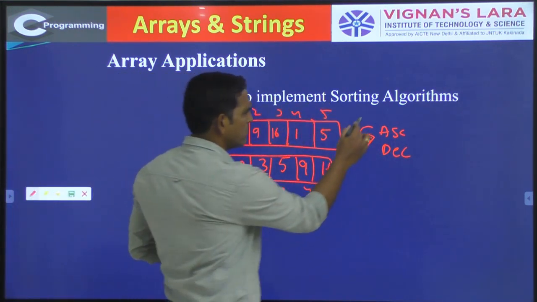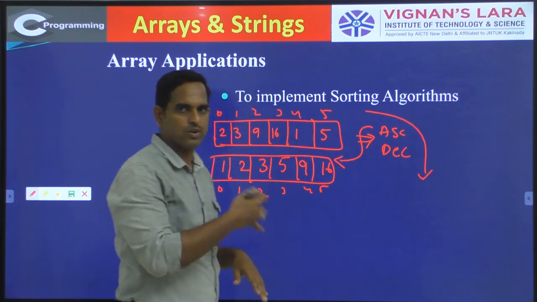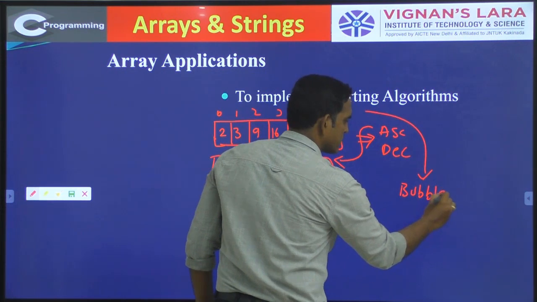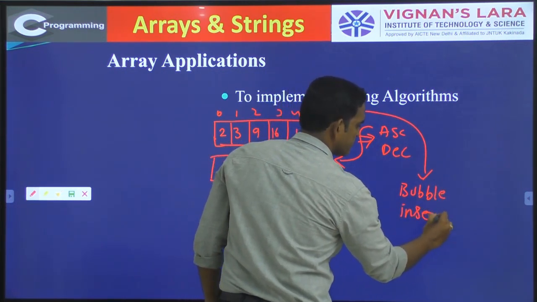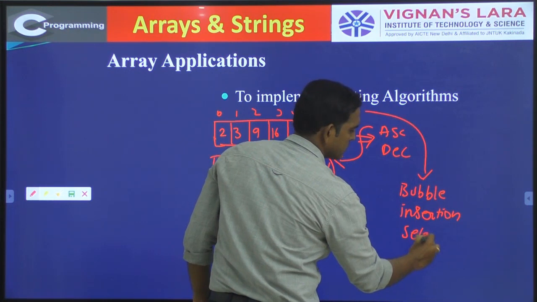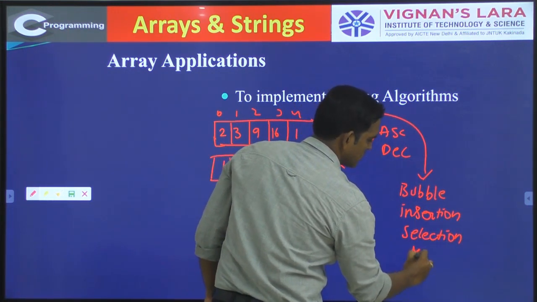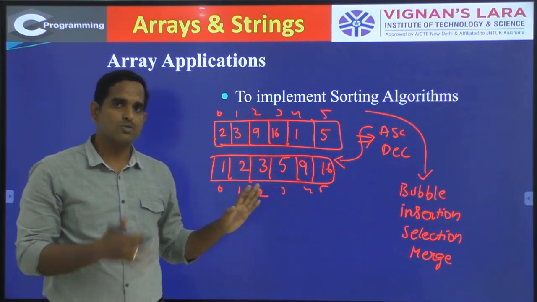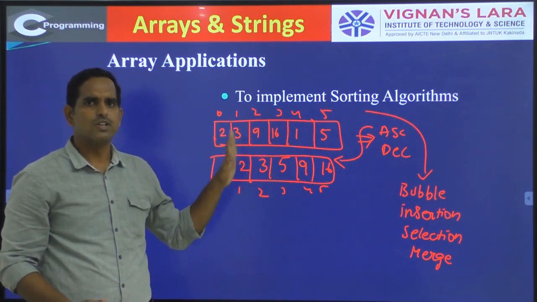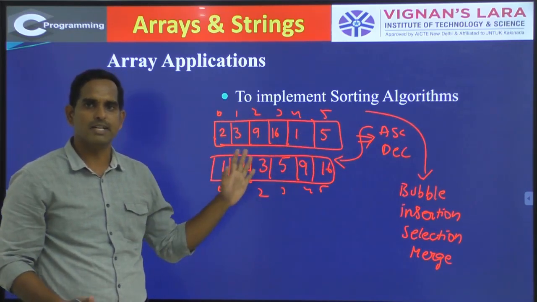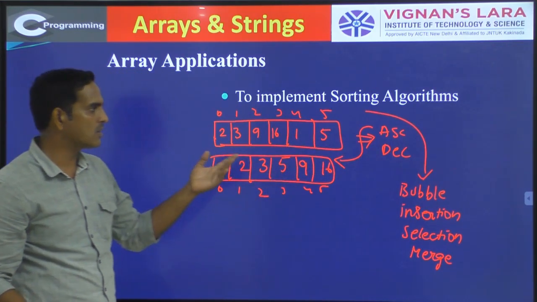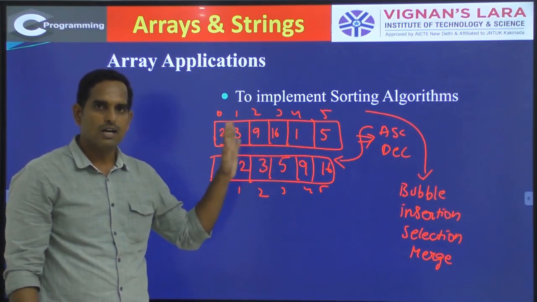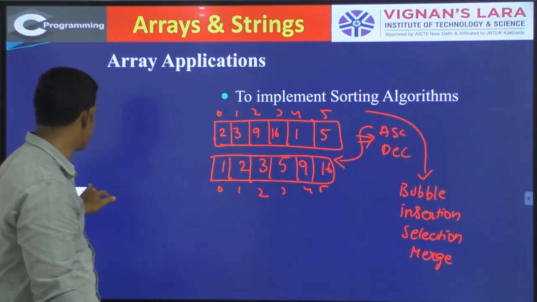You are going to learn numerous sorting algorithms in the future courses, like bubble sort, insertion sort, selection sort, merge sort. We have many such sorting algorithms, but the basic concept is that you take the set of values and sort them in ascending or descending order. That is about sorting algorithms. So arrays are used for performing sorting algorithms also.